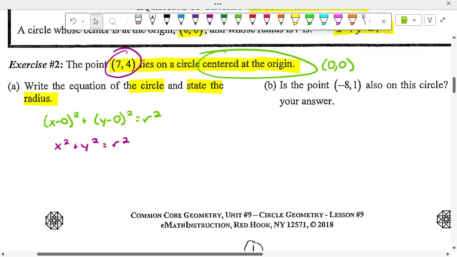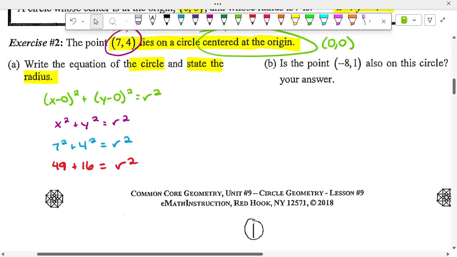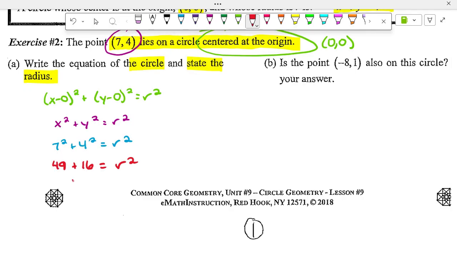What can I do? I can plug it in for x and y. So I can do 7 squared plus 4 squared is equal to r squared. What's 7 squared? 49 plus 4 squared? 16 is equal to r squared. What's 49 plus 16? It'll be 65. So 65 is equal to r squared.